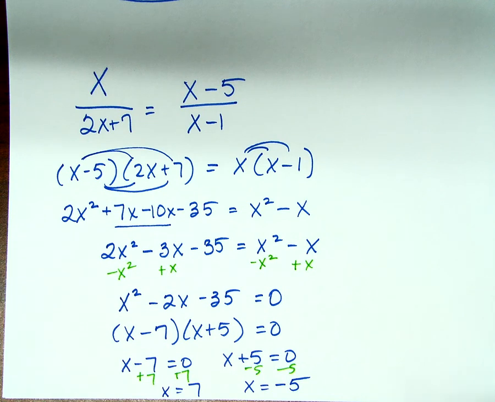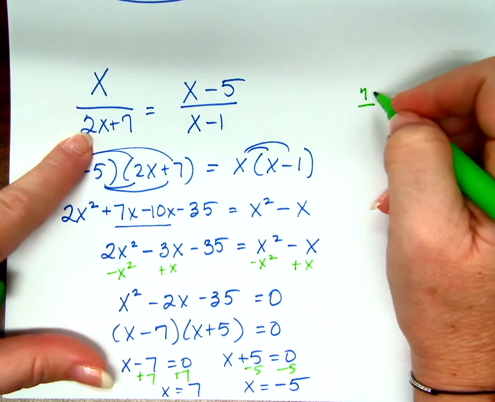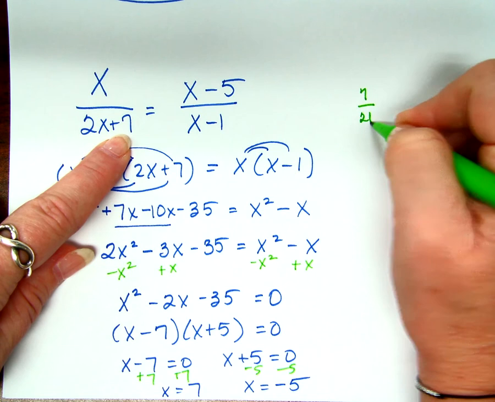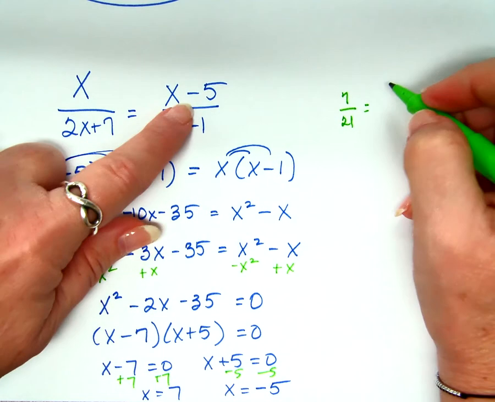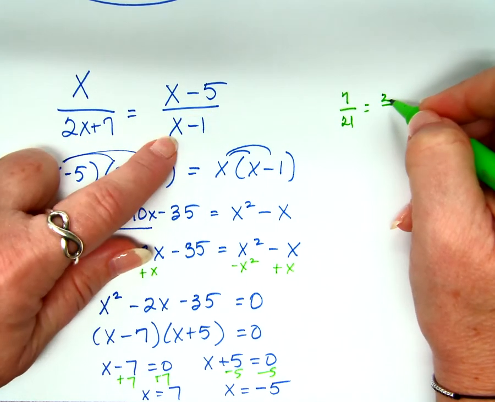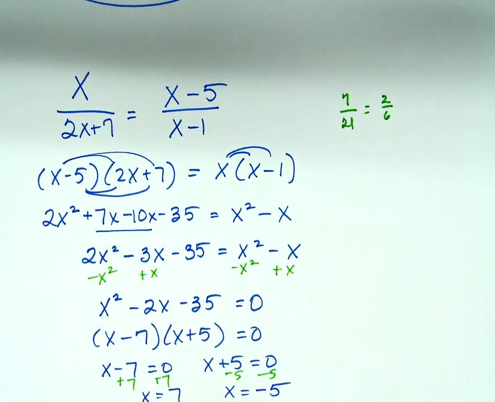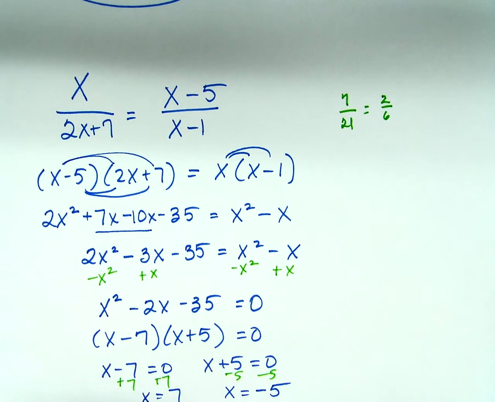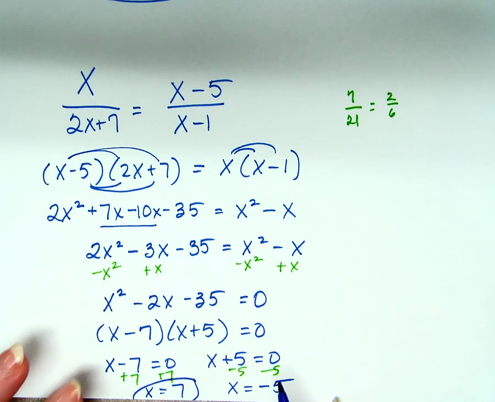All right, let's see. 7. 7 over 2 times 7, 14 plus 7, 21, right? And then 7 minus 5, 2, and 7 minus 1. Is that true? 7 over 21 simplifies to 1/3. 2 over 6 simplifies to 1/3. Could we also cross multiply to check? 42 equals 42. So 7, I know it's small at the bottom, but for sure 7 is an answer, correct?